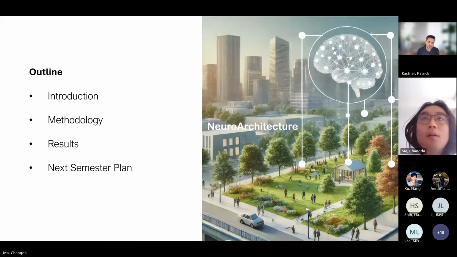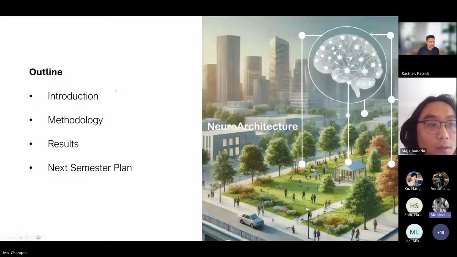So today we want to talk about neuroarchitecture. We're going to talk about the introduction, methodology, and results, and also what we're going to do for the next semester plan.